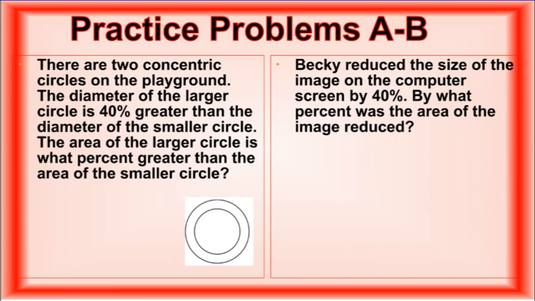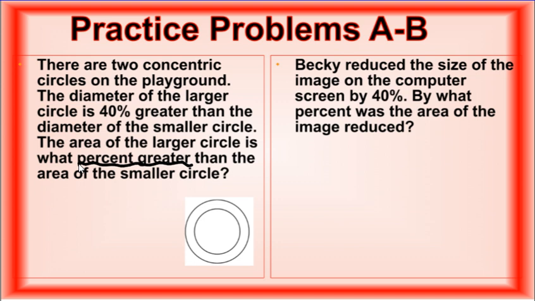Next one, there are two concentric circles on the playground. The diameter of the larger circle is 40% greater than the diameter of the smaller circle. The area of the larger circle is what percent greater than the area of the smaller circle? So here we are comparing. We're asking what percent greater. So we're going to have to take our two percentages at the end and compare them.